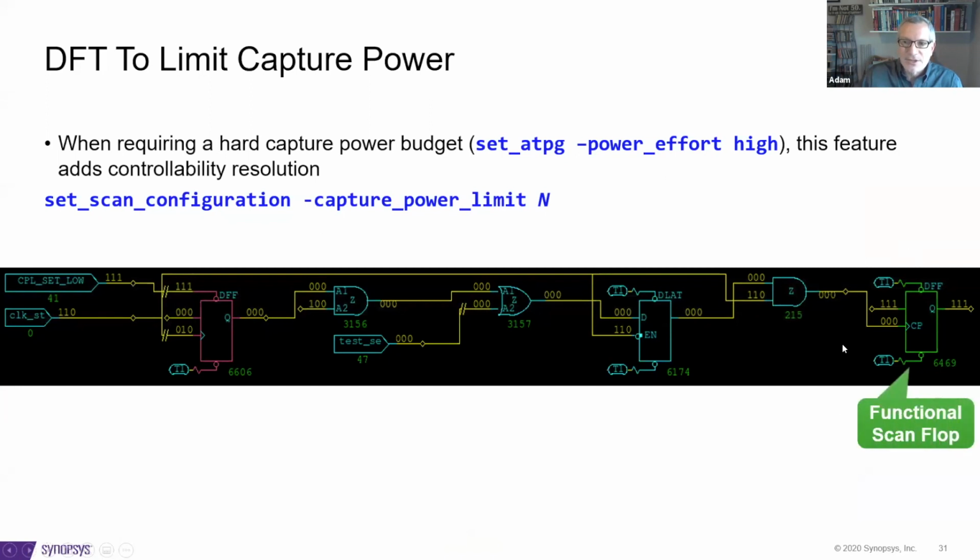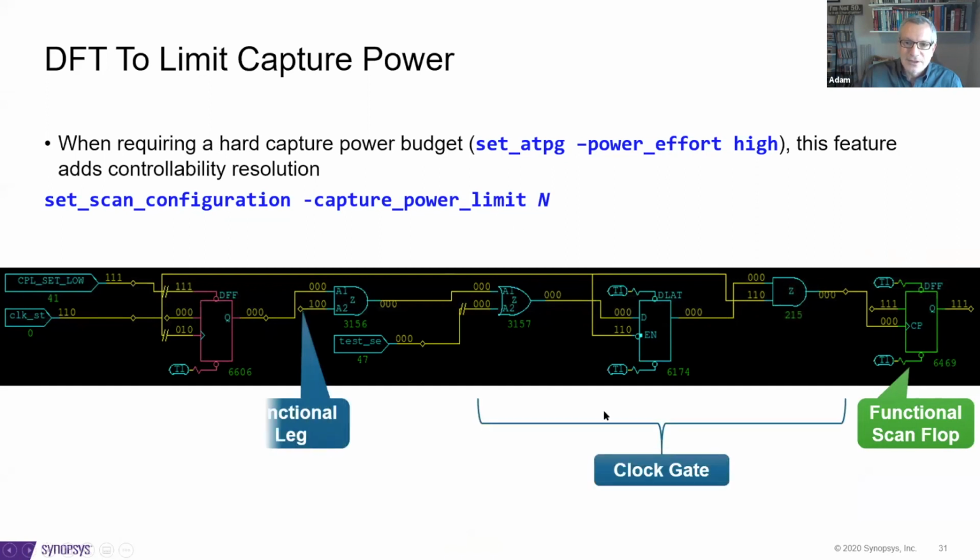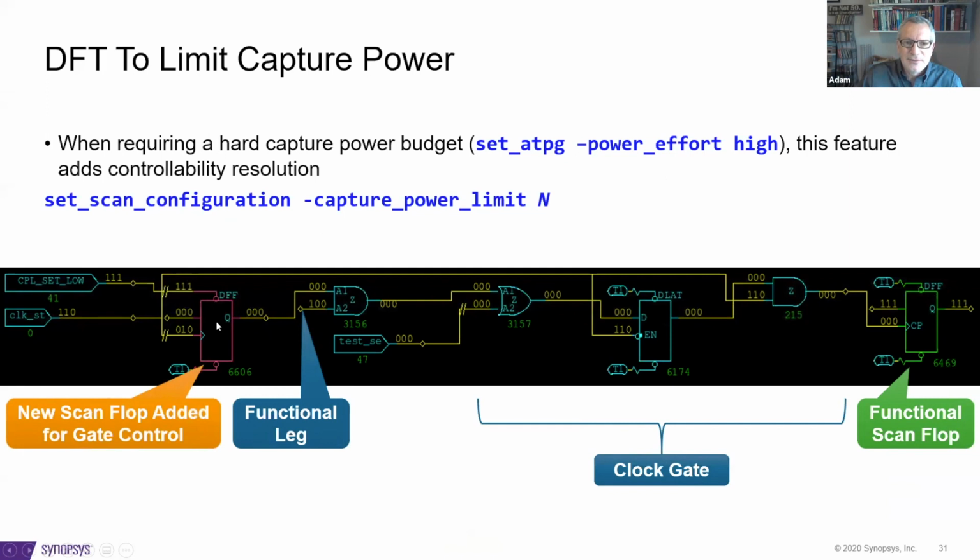So for example, here's a functional flip-flop with its clock cone, and here's the clock gate that normally would be dropped in. And what this feature does is it drops in a DFT only flop, which also drives the functional pathway. And so now scan or logic BIST can randomly fill this with a 0 and turn off that clock tree easily so that we can, again, stop the switching activity for the entire tree there.